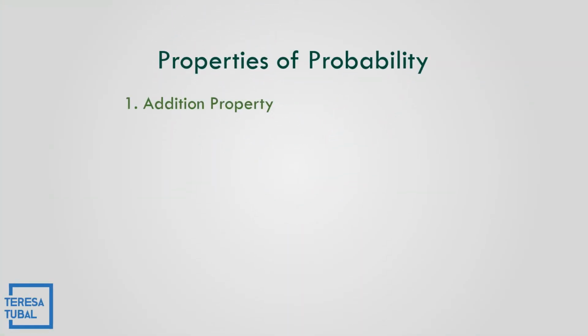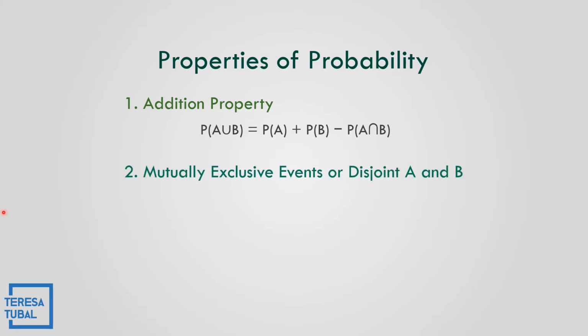We have three properties of the probability. First, that is the addition property. The probability of A union B is equal to the probability of A plus the probability of B minus the intersection of A and B. How about the second property? That is for mutually exclusive events or disjoint A and B. The probability of A union B is equal to the probability of A plus the probability of B.